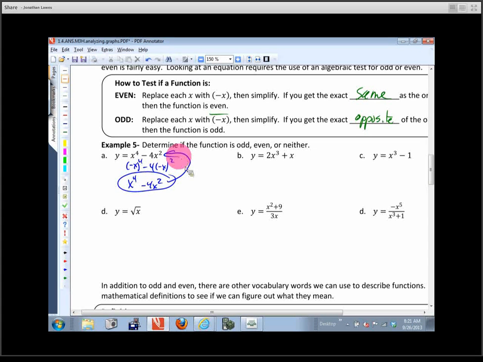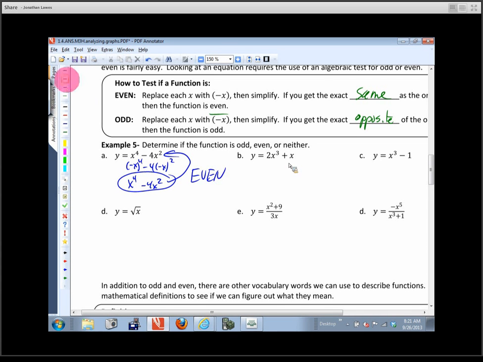If it's exactly the same, then it's even. It's that simple. You plug in a negative x, you simplify. If it's the exact same, it's even. If it's the exact opposite, it's odd. What if it's neither of those? What if it's not quite the same and not quite the exact opposite? There's no symmetry, and we say that it would be neither. It doesn't have any symmetry.